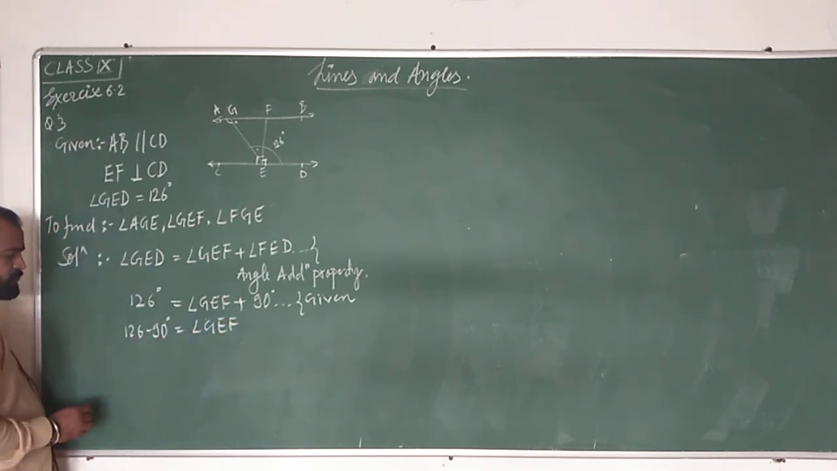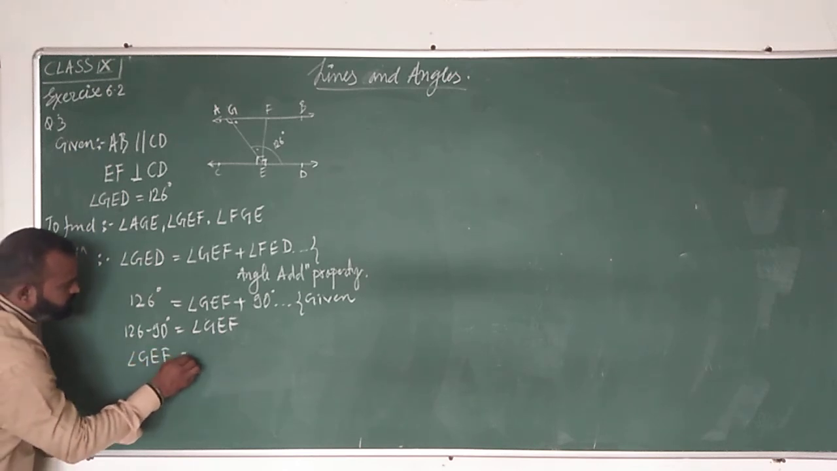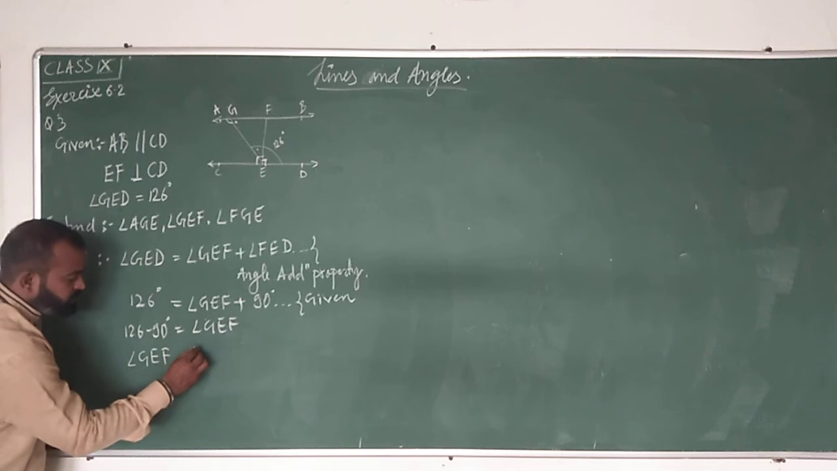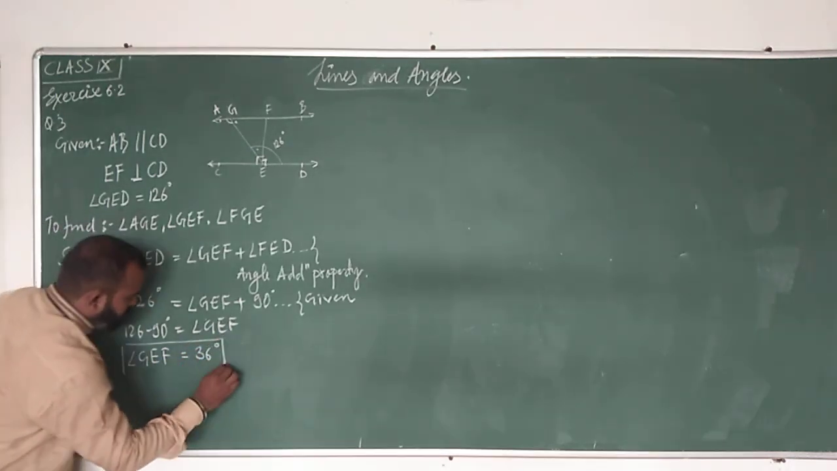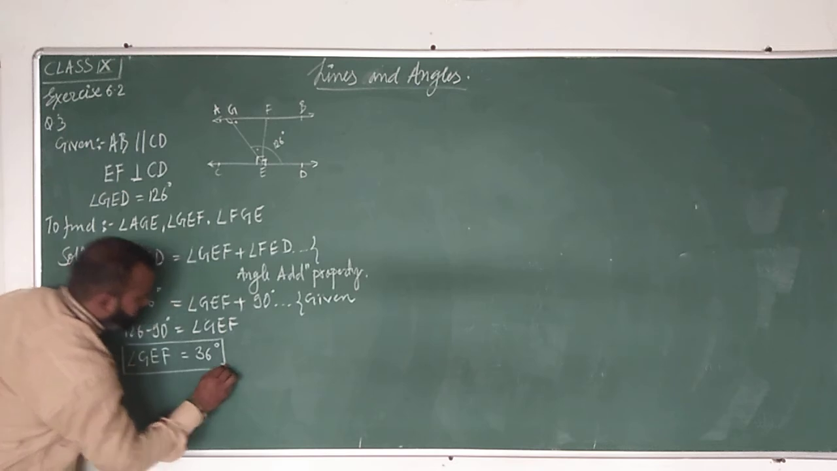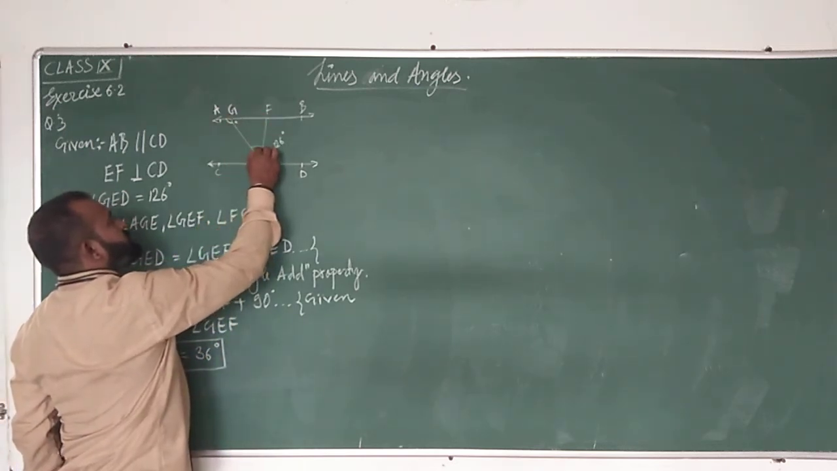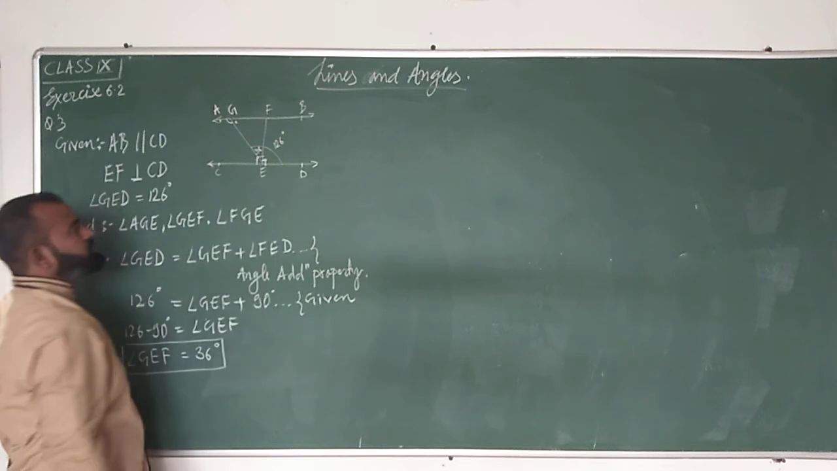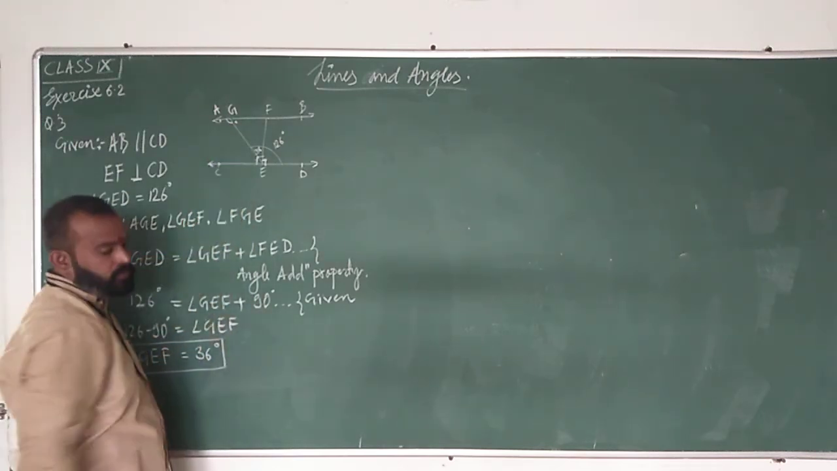Find out how much it is. Angle GEF will be how much? 126 minus 90 is 36 degrees. So we got angle GEF equals 36. We got GEF, this is 36 degrees. Now we need to find these two. Okay.